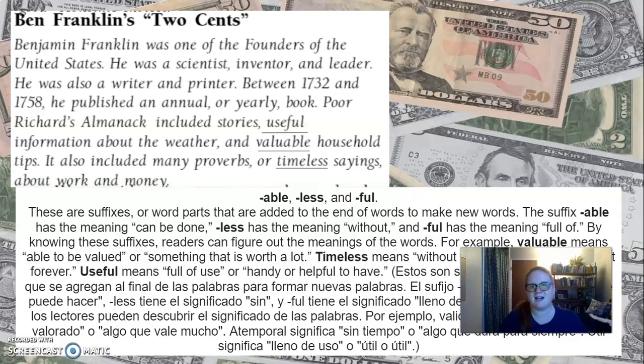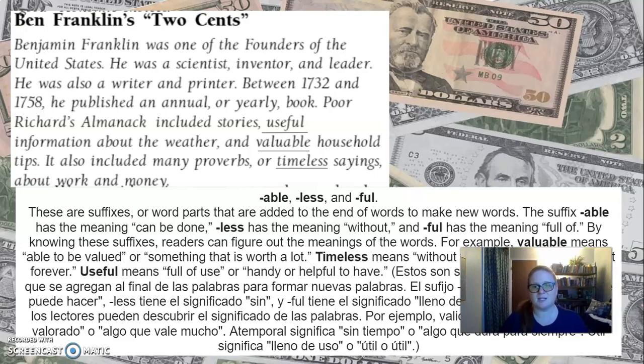So Ben Franklin had a lot of jobs and things that he was doing. He was also a writer and printer, someone who writes and someone who prints. Between 1732 and 1758, he published an annual or yearly book. Poor Richard's Almanac included stories, useful information about the weather, and valuable household tips. It also included many proverbs or timeless sayings about work and money.